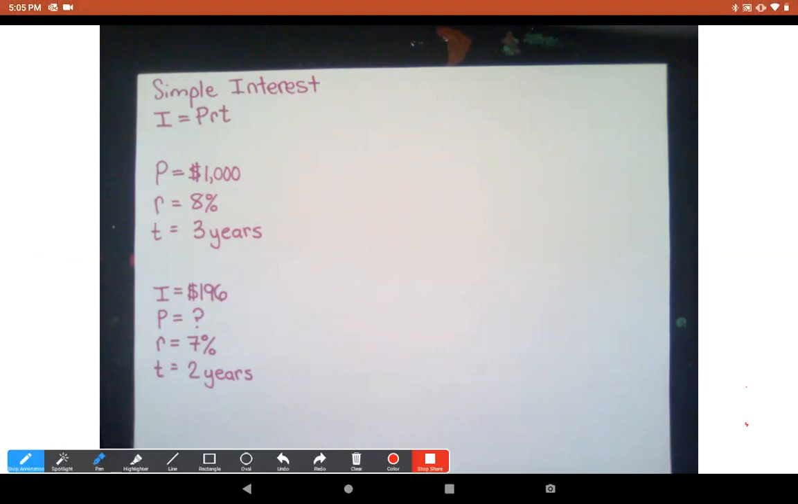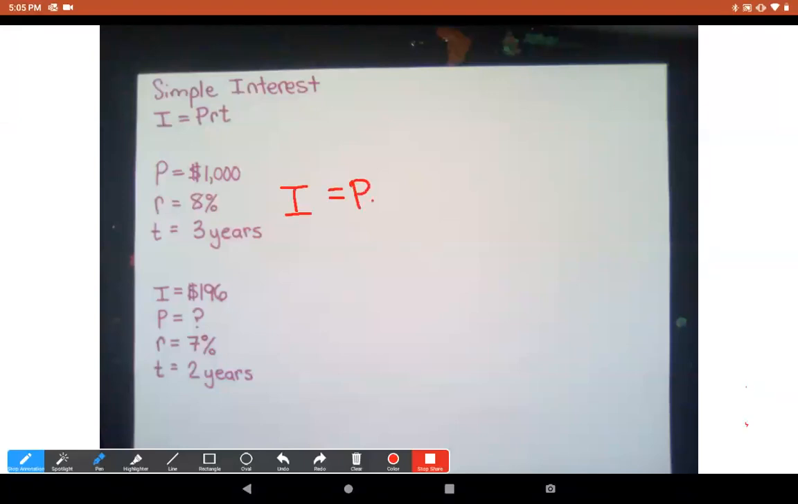All right, let's take a look at solving simple interest problems. Our interest equals principal times rate times time. In this first example, we're given P, R, and T. So we just have to enter it into our formula.